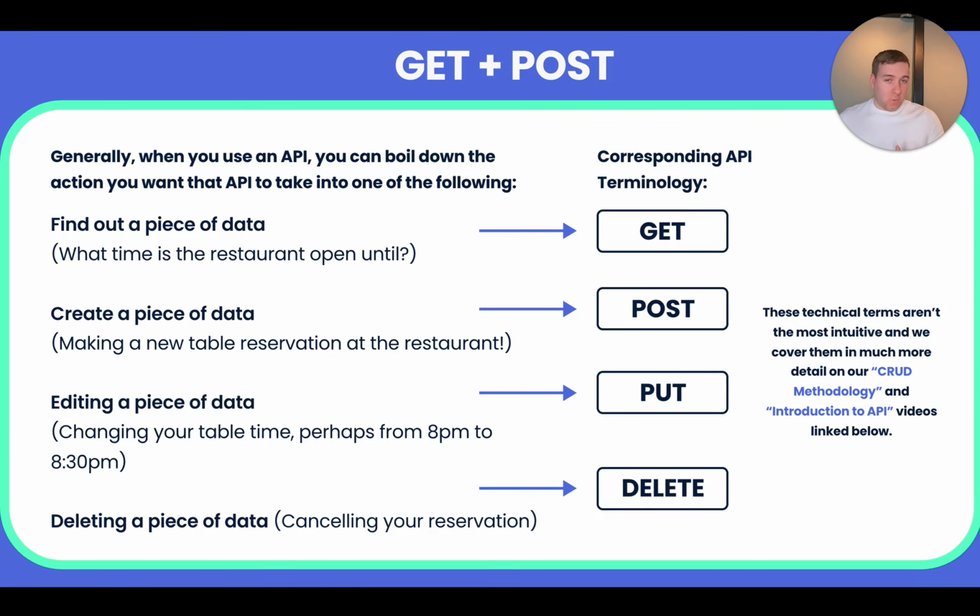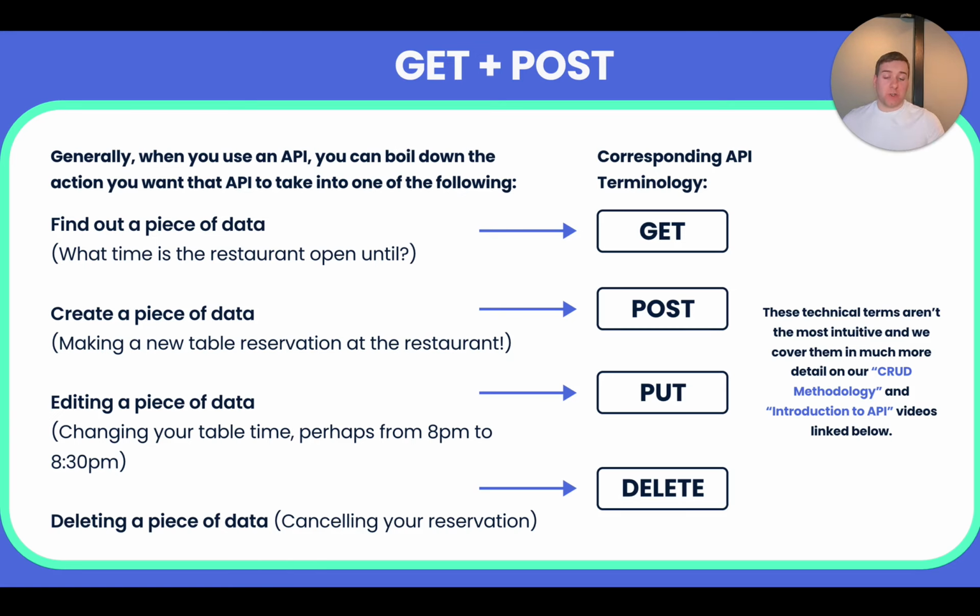Now, we're going to get a little bit more technical, and again, bear with me here, we'll try and keep it as simple as we can, but we're going to explain get and post. These are two different types of API requests. So take a little look at the table that I have here. When you use an API, usually there are 4 different actions that you might want to take. You might want to find out a piece of data, which we call a get request. So for example, what time is the restaurant open to? Let's go and get the restaurant opening times.